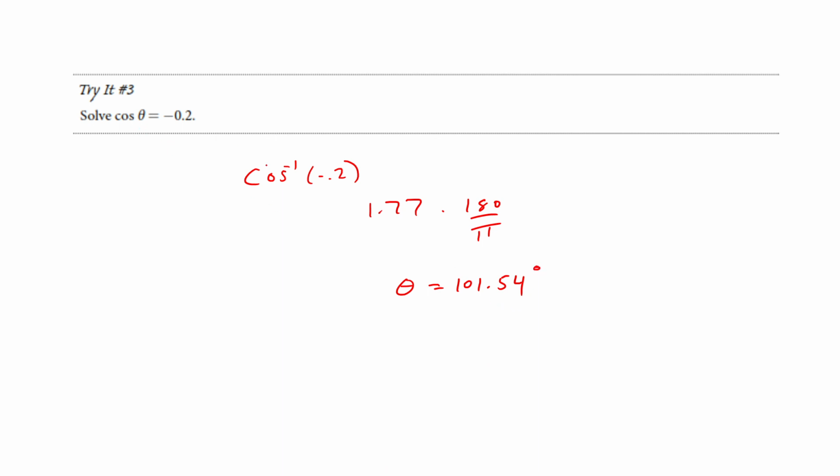Now, we did an inverse cosine, and that is restricted between 0 and pi. So where else? This was a negative value of cosine, and our calculator is only giving us one in quadrants 1 and 2. So we also need quadrant 3. Cosine is also negative in quadrant 3. So my angle here is 101. This is complicated, but think of this as a reference angle. The reference angle would be 180 minus 101.54.